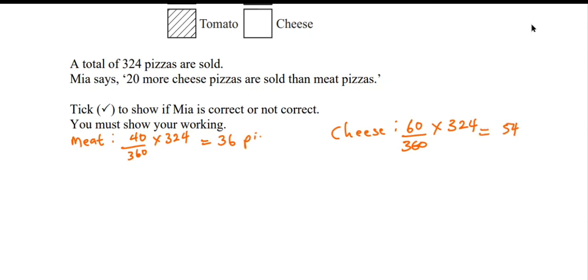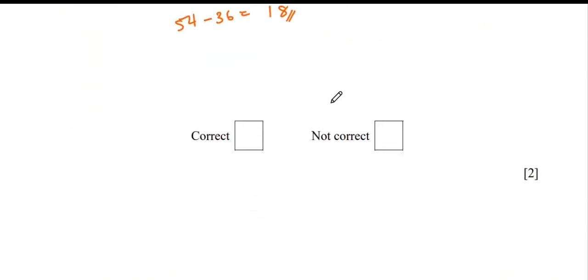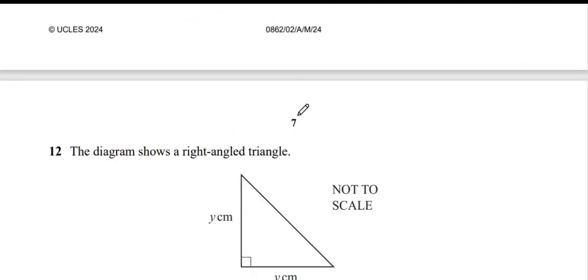So this is the number of pizzas sold for the meat pizza, and this for cheese. If you subtract 54 minus 36, that will give us 18. They say that 20 more cheese pizzas were sold than meat pizzas. You can see that we have 18 there instead of 20. So the information is not correct. Moving on to the next question.